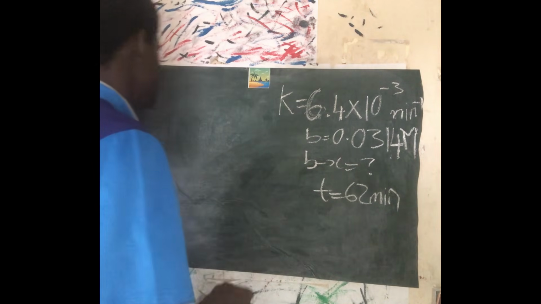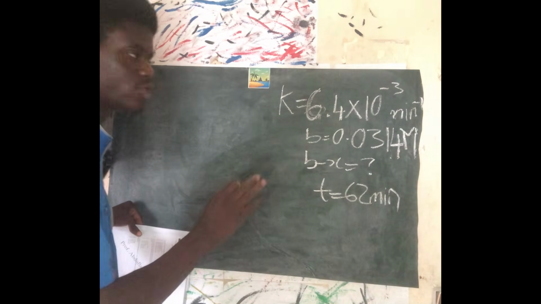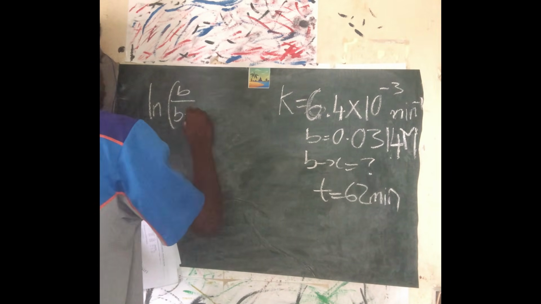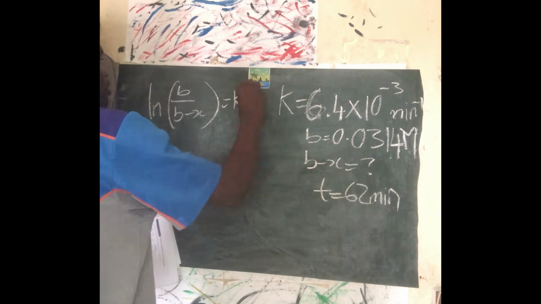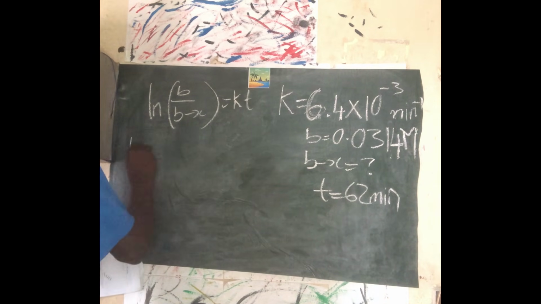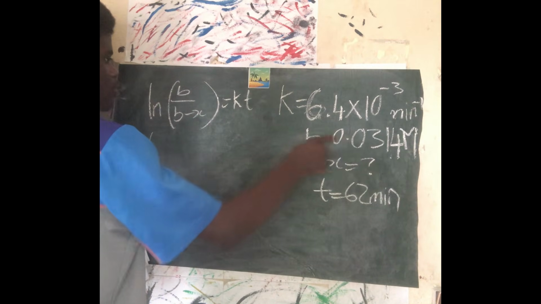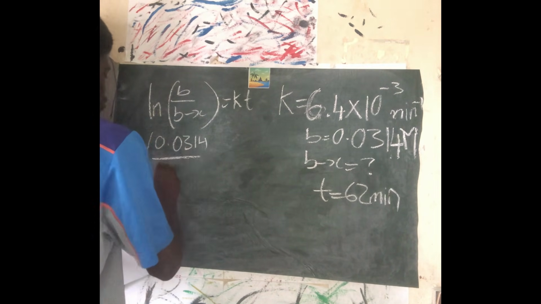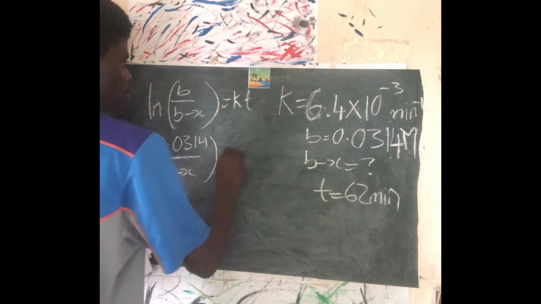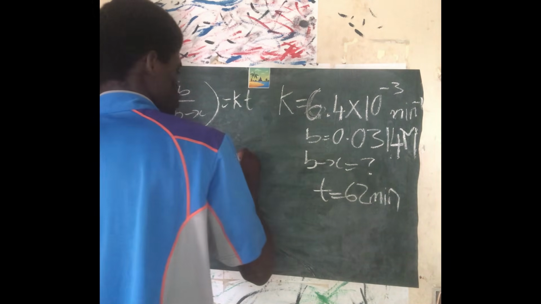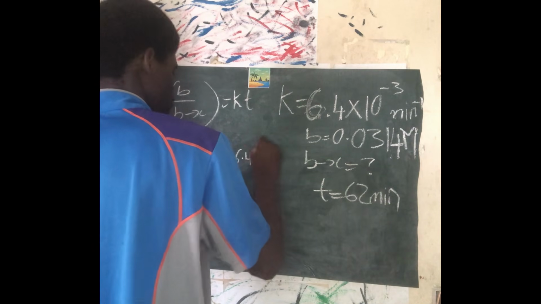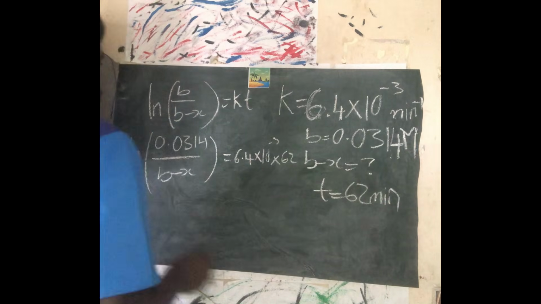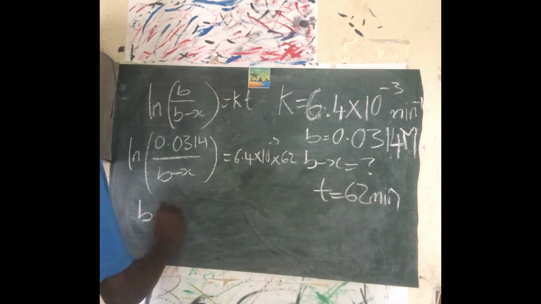So they're asking us for the final concentration. From our integrated rate law for first order, notice that this is a first order reaction. That's ln of B over B minus X is equal to Kt. So B is our initial concentration, that's 0.0314. We are looking for the final concentration. K is this, that's 6.4 times 10 to the minus 3, times our time, which is 62.